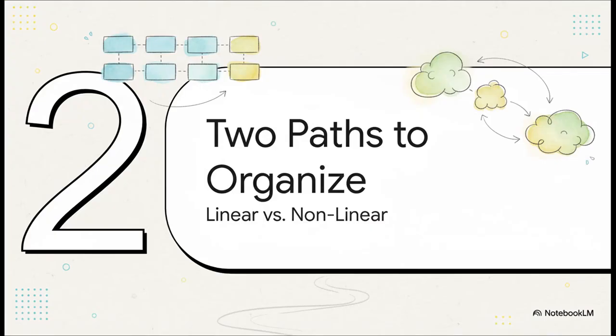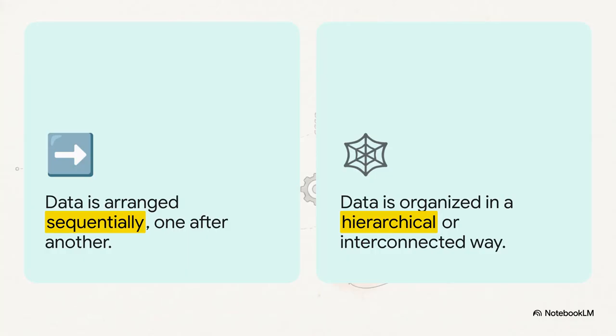So, at a really high level, you can split all data structures into two main camps. This is kind of the first big fork in the road when you're thinking about organizing information. Are we going to lay things out in a nice, neat line, or are we going to build something more like a web? On one side, you've got linear structures. The easiest way to picture this is a simple to-do list, right? Items just follow one after the other in a sequence.